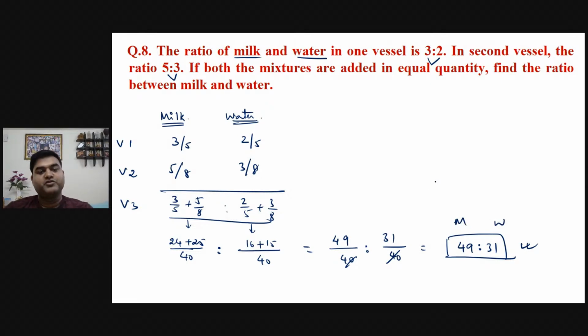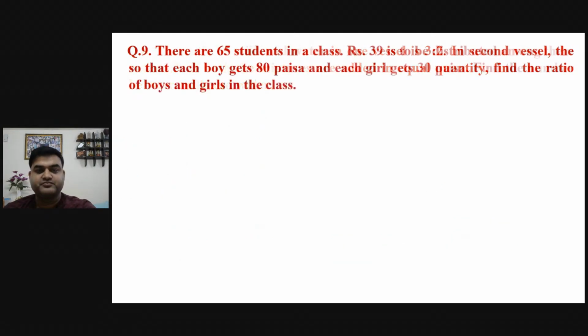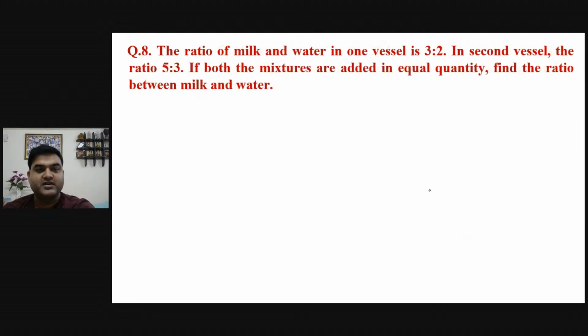Got it? So this is how it can be done. Why? Because equal quantity is given. Find the sum of these two and that will give us the answer. Anyway, it is the ratio, right? That will give us the answer.